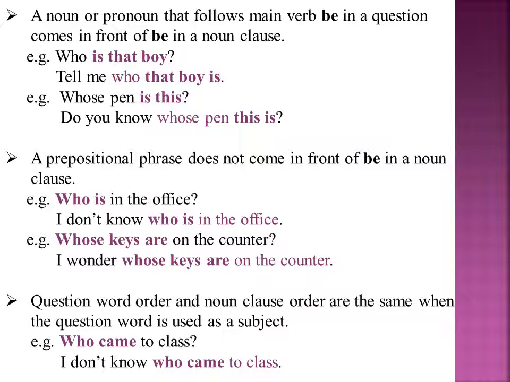Now a preposition and phrase does not come in front of be in a noun clause. Example, who is in the office? I don't know who is in the office. So we notice that the preposition and phrase in the office is always after the verb be. Whose keys are on the counter? I wonder whose keys are on the counter.